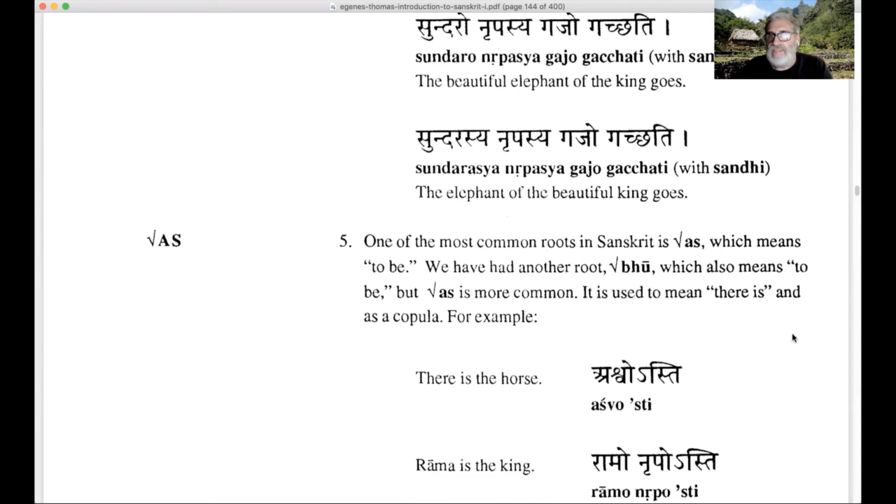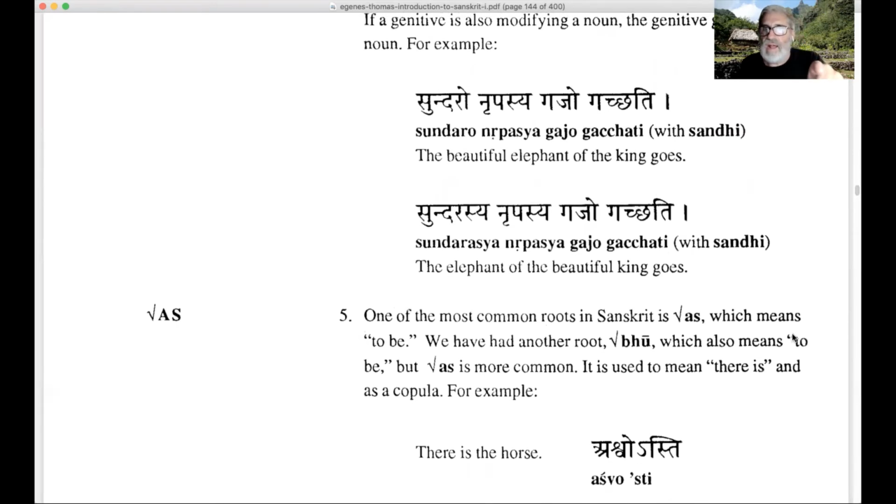Sundarasya Nripasya Gajo Gachchhati. So now here we have what? Instead of Sundaraha, which is an adjective describing the elephant, here we have Sundarasya, which is the genitive singular of the adjective Sundara. So the adjective describes the king and not the elephant.